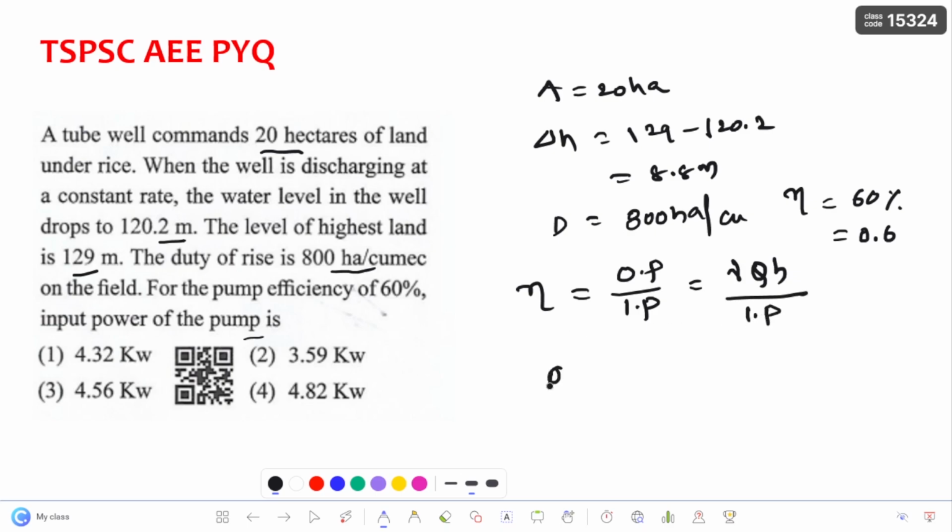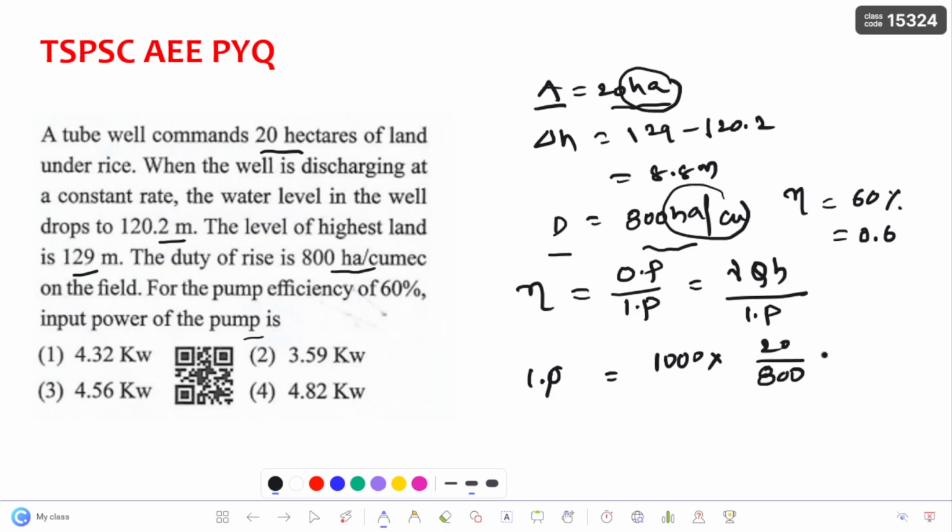For input power, gamma is nothing but 1000 into Q. For Q, here you can see this is 20 hectares and this is 800 hectares per cumec. If you divide A with D, you can see the units also: hectare by cumec, you will get cumecs. So I am dividing here 20 by 800, into height difference, that is 8.8 meters. And efficiency is 0.6. You can substitute here.